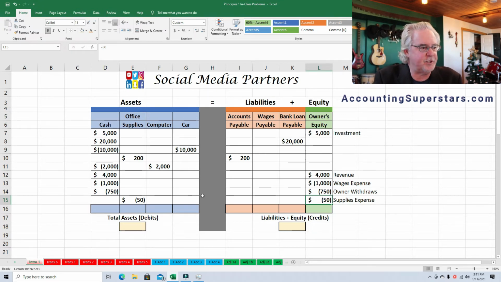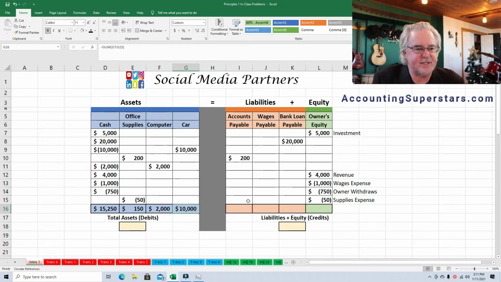So next, what we're going to do is total up our columns here, get grand totals. We'll have Excel add them up for us. So if we add up this cash column, we'll get $15,250. Now if we add up office supplies, we'll get $150. If we add up the computer column, we'll get $2,000. And if we add up the car, we'll get $10,000.